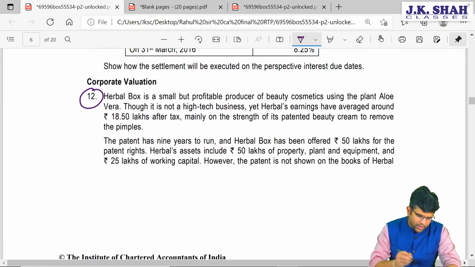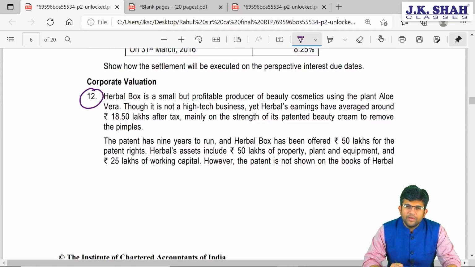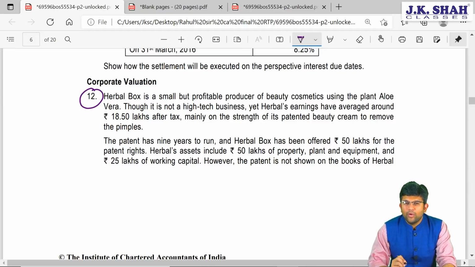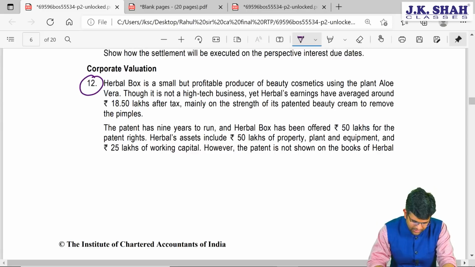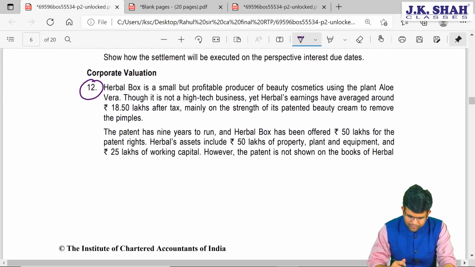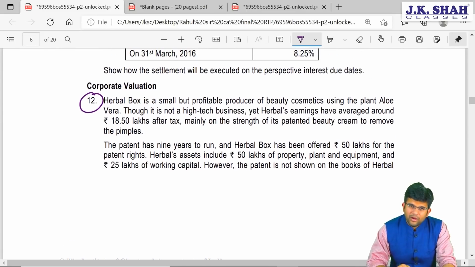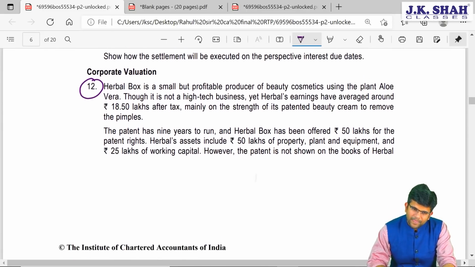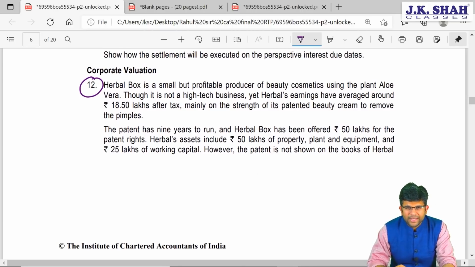Children, question number 12 is from corporate valuation. This concept, children, is of economic value added. You must have been taught EVA, economic value added, the concept from the chapter corporate valuation. This is a very old question, okay, quite similar to what institute had earlier given also. I'll just share my video for the same on this. You can watch the video and then we'll go to the next question.